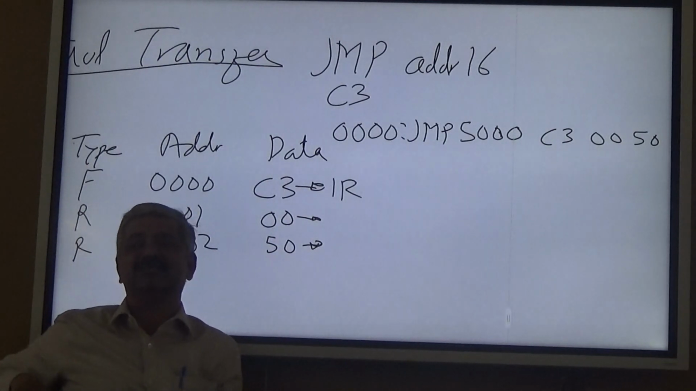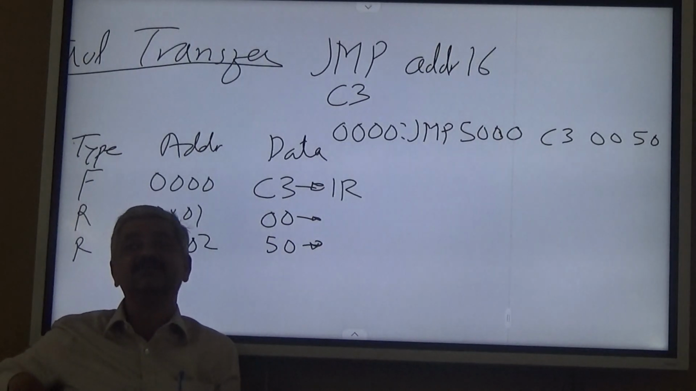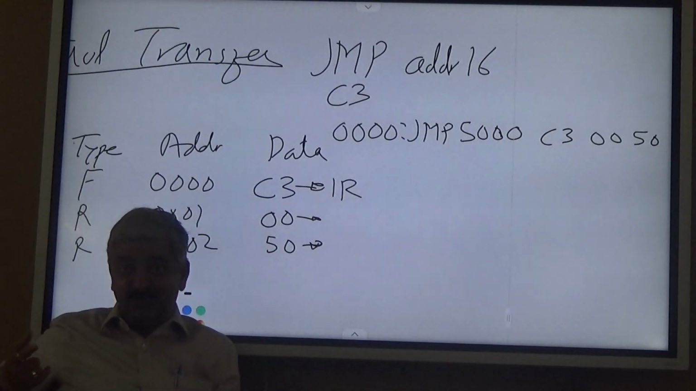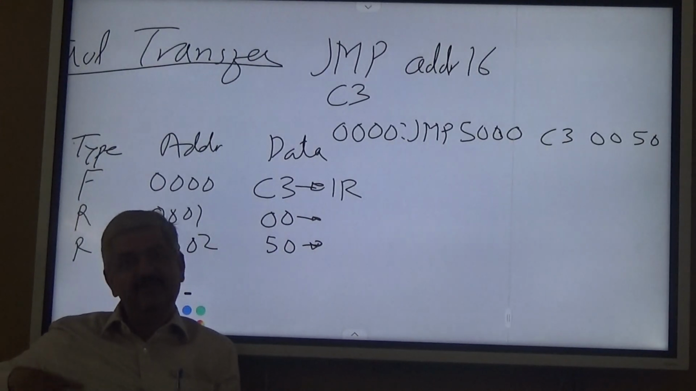Next 2 bytes of the instruction will provide me what? Address where to jump. It will provide me the address of the destination program counter.